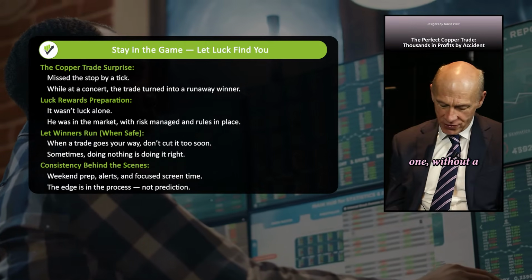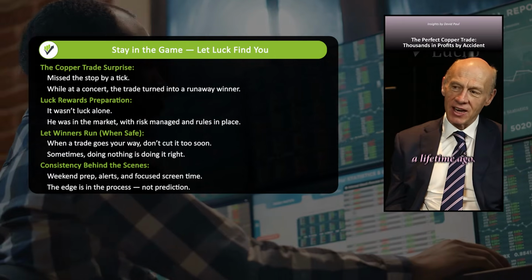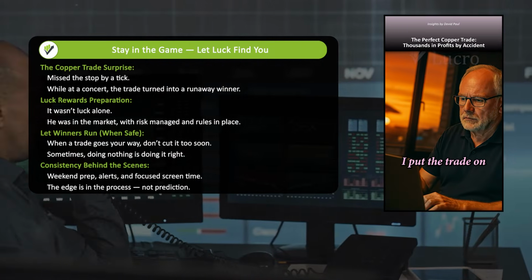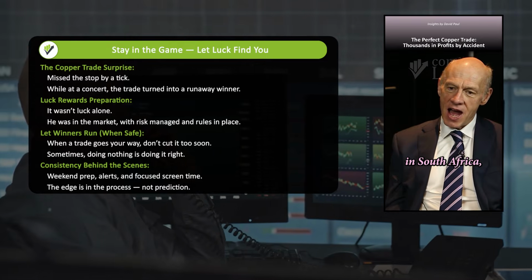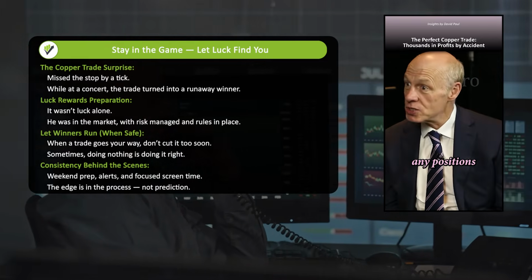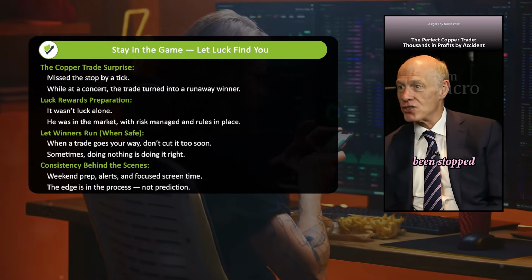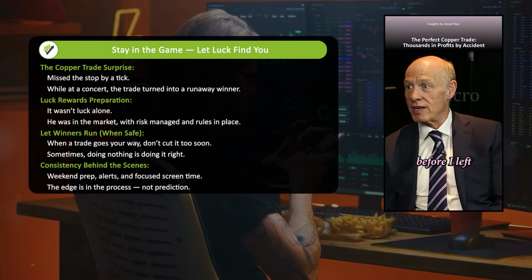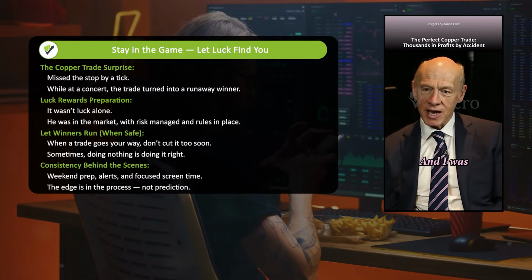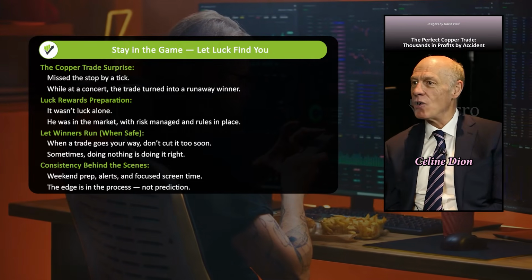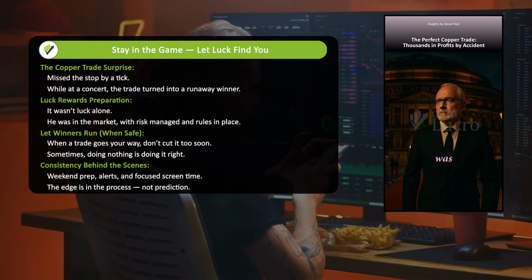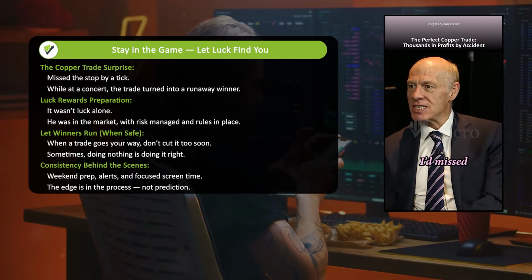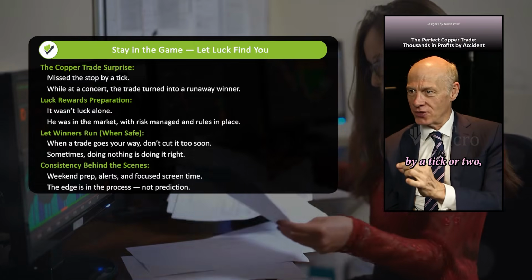The best one, without a doubt, is a copper trade that I did a lifetime ago. I put the trade on while I was in South Africa. And I didn't think I had any positions because I was sure that I'd been stopped out of this copper trade before I left South Africa. And I was going along to watch Celine Dion at the Royal Albert Hall. And in fact, what had happened was I'd missed the stop in copper by a tick or two.